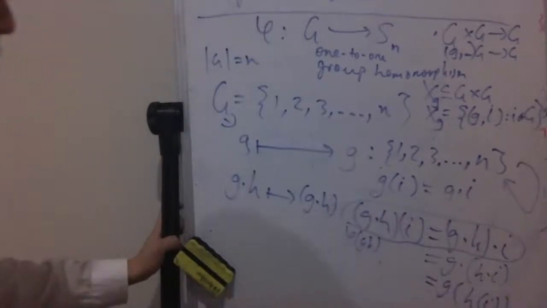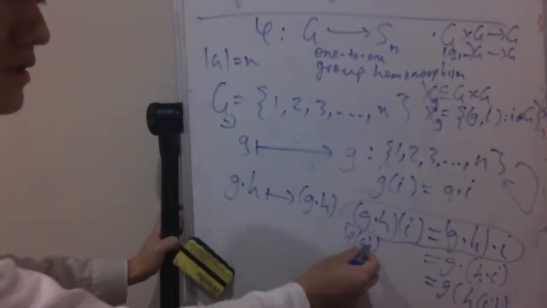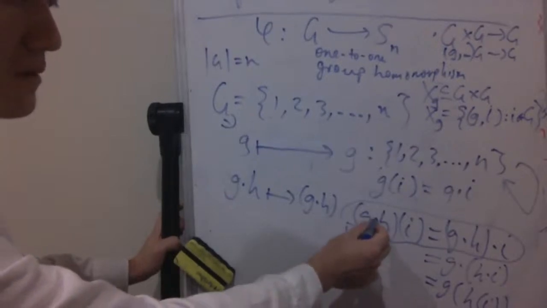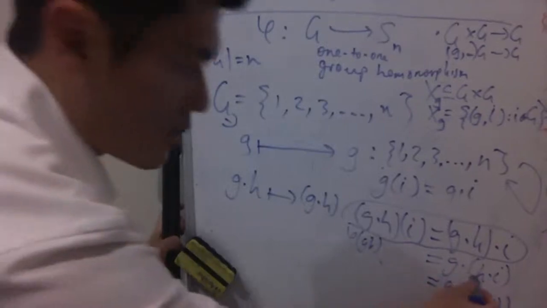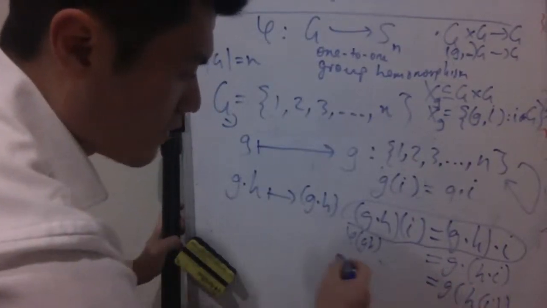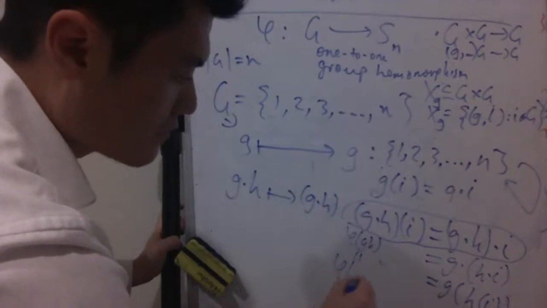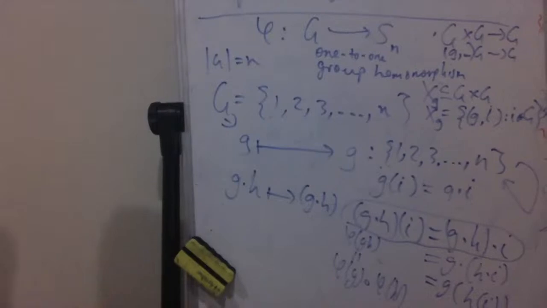Does that make sense? This is phi of gh, because what you send g of h to is this function of I doing the multiplication, right? What you're showing here with these calculations is that phi of gh is equal to phi of g composed with phi of h. Yeah, so that's this group homomorphism.